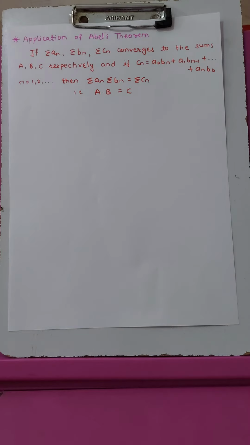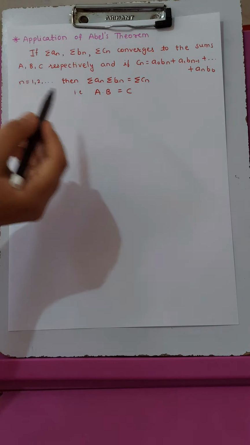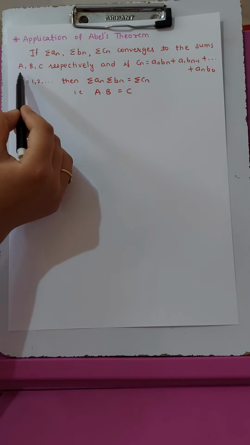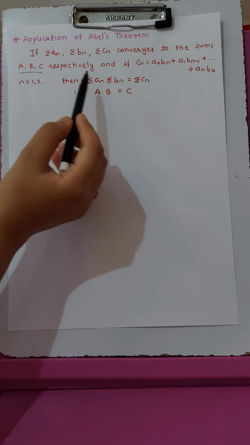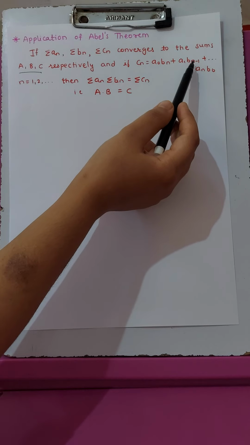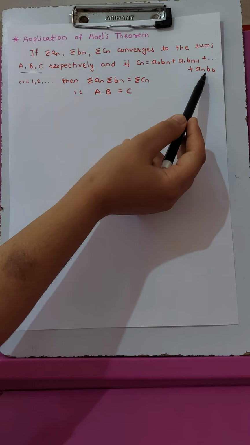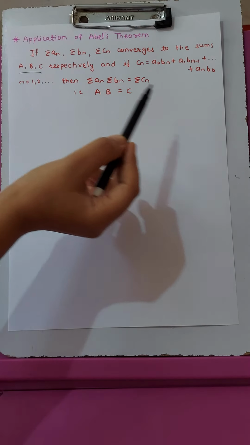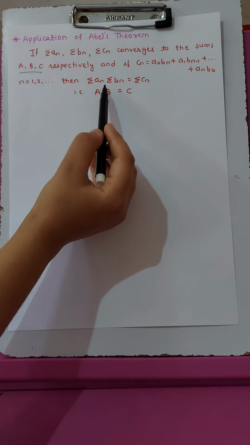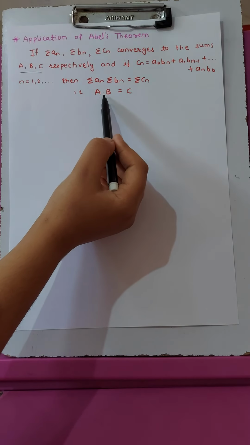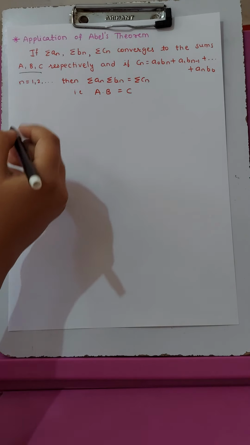Next is an application of Abel's theorem. This states that if summation an, summation bn and summation cn, these three converge to the sums a, b, c respectively, and if cn is equal to a0 bn plus a1 bn minus 1 plus and so on up to an b0, then summation an times summation bn is equal to summation cn, that is, ab equals c.